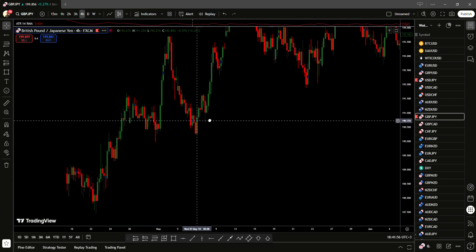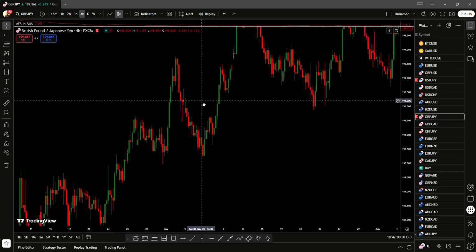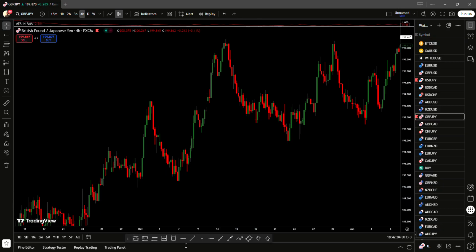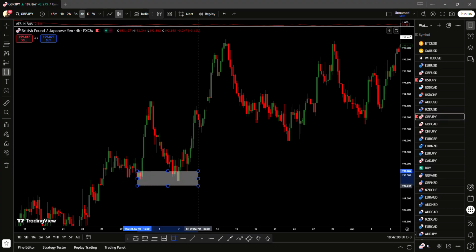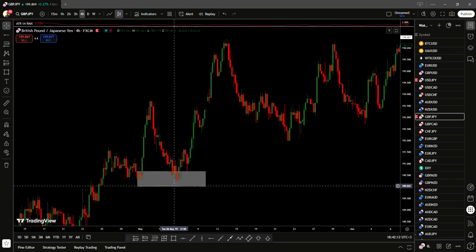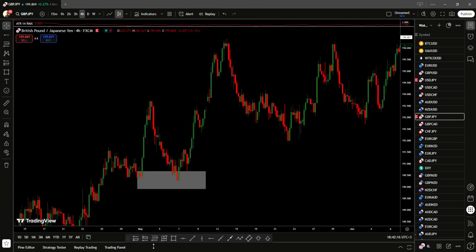So I'll show you an example. This was a drop base rally, and this was a good demand zone, guys. Sweet demand zone. You find such demand zones, they are very sweet, sweeter than sweet. Look at the zone, guys. Price dropped, based, and then rally.